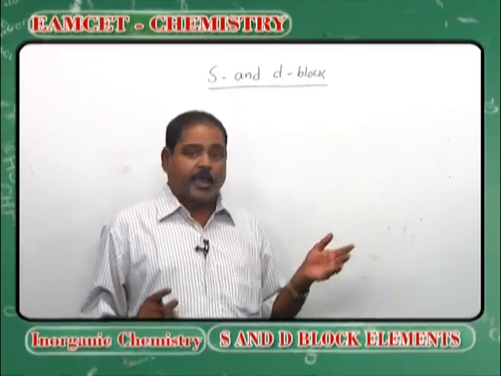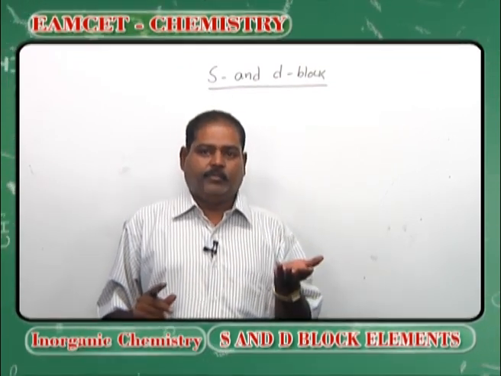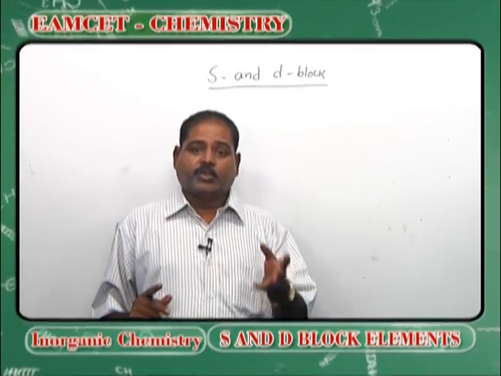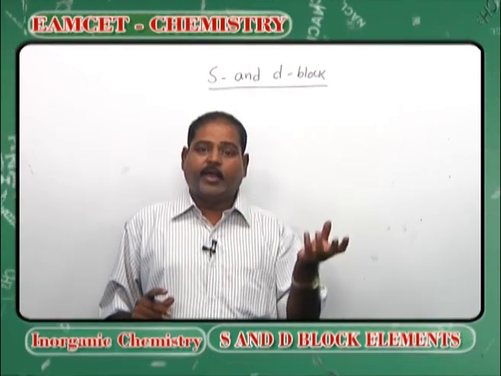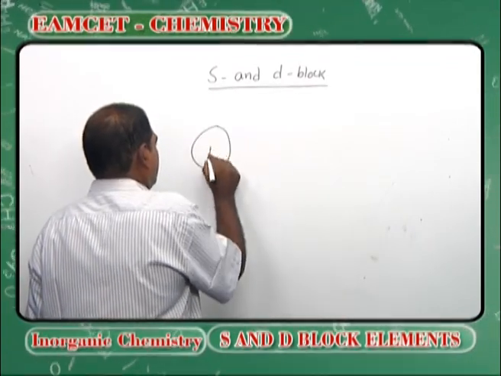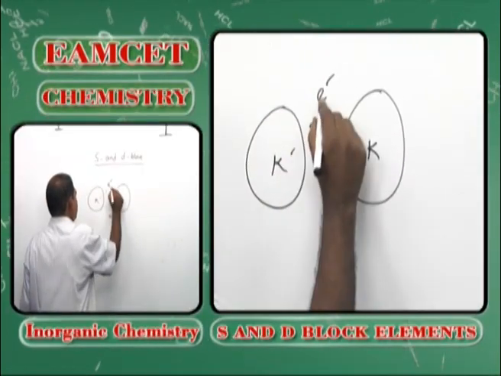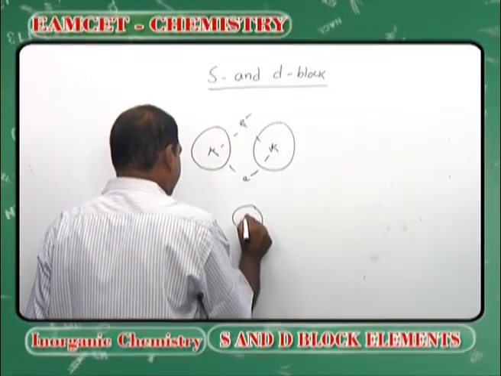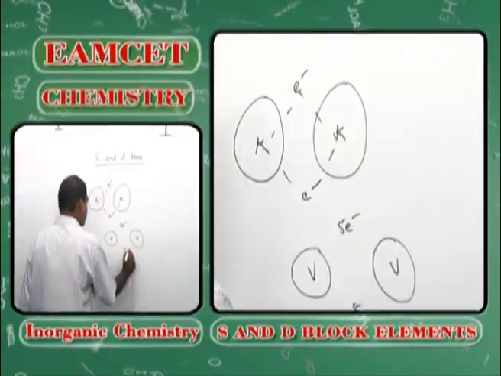Can you ever imagine iron being cut with a knife? No chance. Can you cut iron with a knife? Joking. What is the melting point of iron? Very high. Tungsten, it is more than 3000 degrees centigrade. So, why are the melting points very high? Point number 1, they are smaller than S block elements, and in S block elements only 1 or 2 electrons participate in metallic bond. In D block elements up to 5 electrons may participate in the case of vanadium.